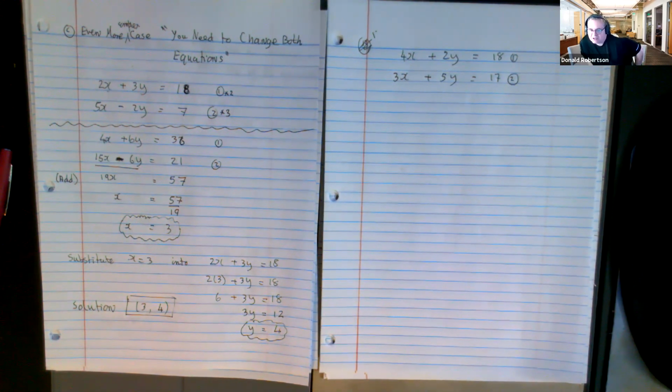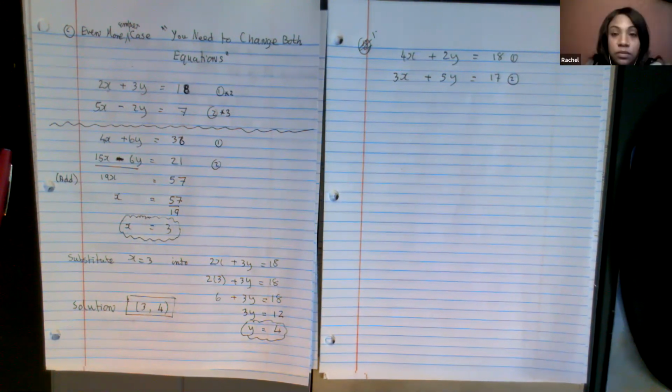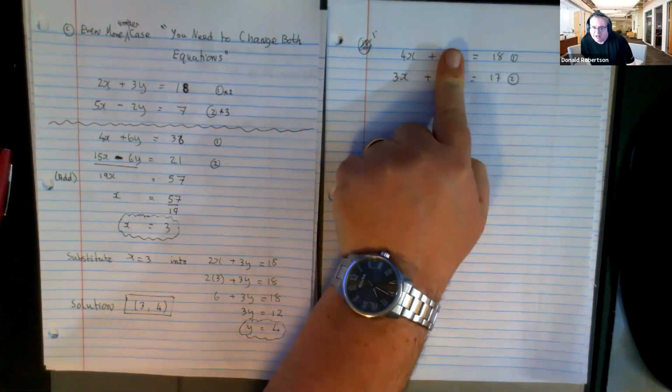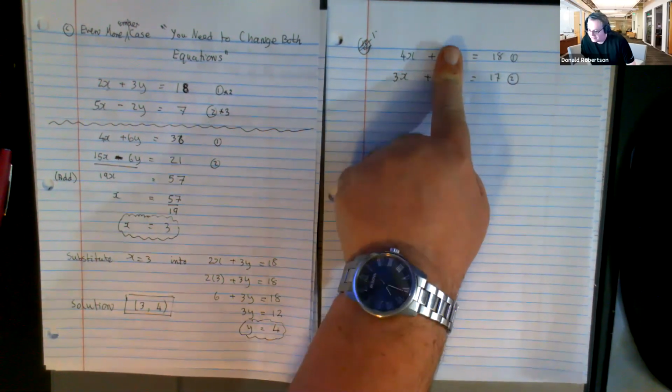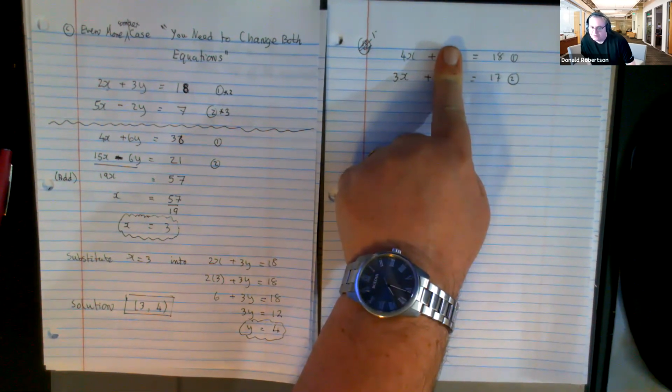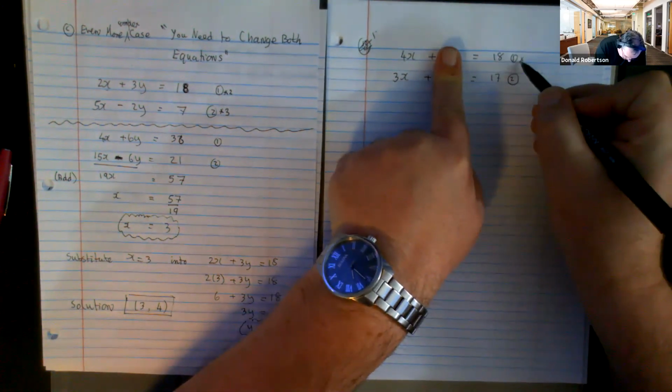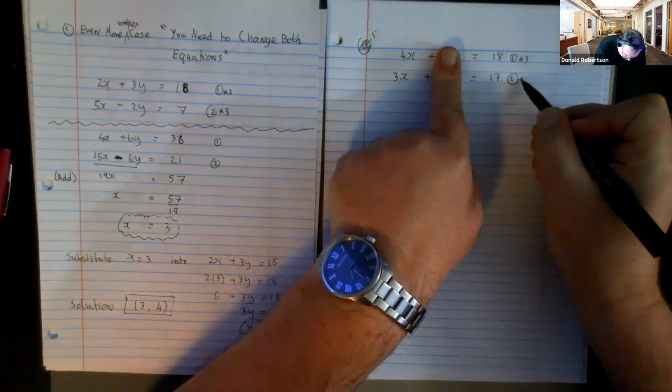Do you want me to get rid of the x's or the y's? Just to show you that the method works both ways. The x for a change. Yeah, let's do it for a change. So I tend to cover up the other one because it just distracts me if I see it, right? Now, do you notice I've got a 4x and a 3x? Now, the rule is multiply this one by 3, right? And multiply this one by 4. Agreed?